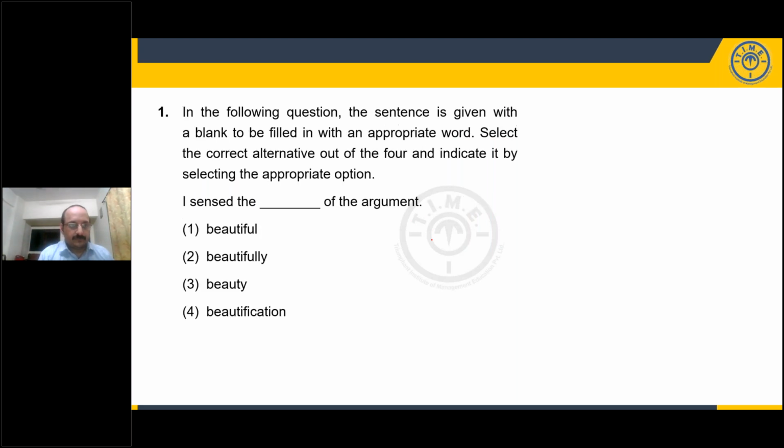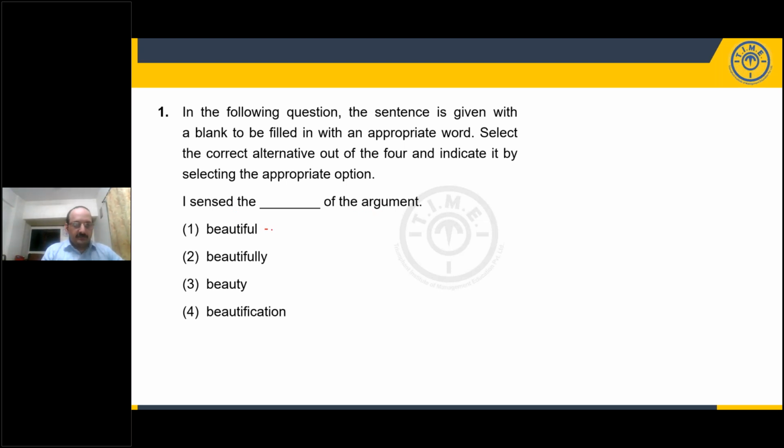Let's start, guys. So in the following question, the sentence is given with a blank to be filled in with an appropriate word. Select the correct alternative out of the four indicated by selecting the appropriate option. So a sentence is given, single blank, four options. You have to say which option is correct. I sensed the dash of the argument.